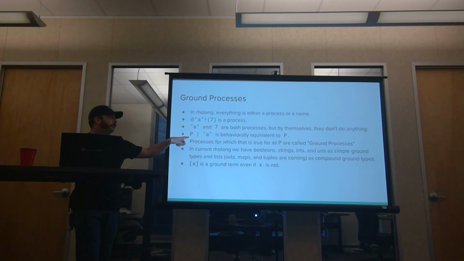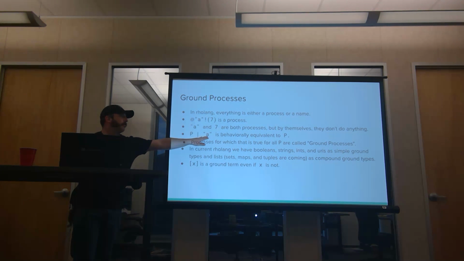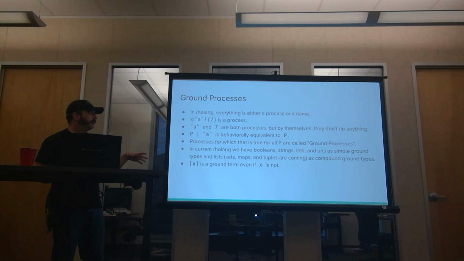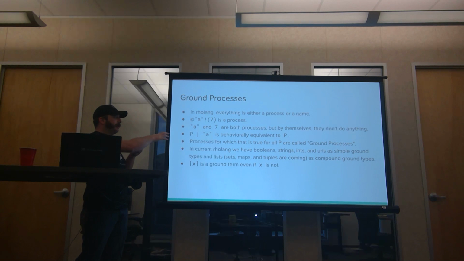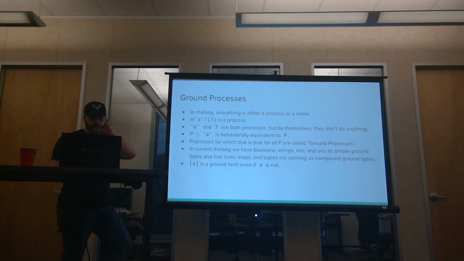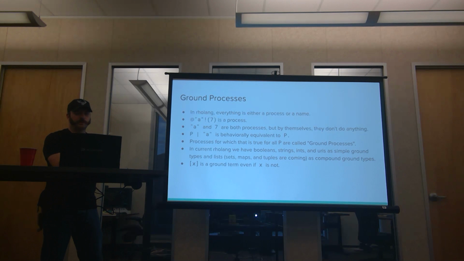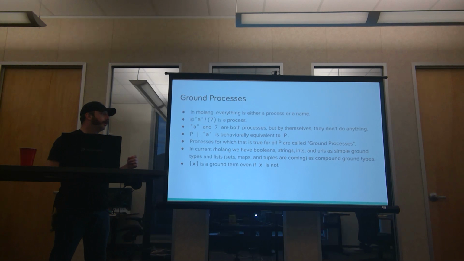All right, so they're behaviorally equivalent to the empty process. If we take an arbitrary process P that's running at the top level, and we put it in parallel with the string A, it's not going to change P. It's going to be true for any P. The processes for which that is true for all P are called ground processes. So we have the atomic ones with booleans, strings, ints, and URIs.